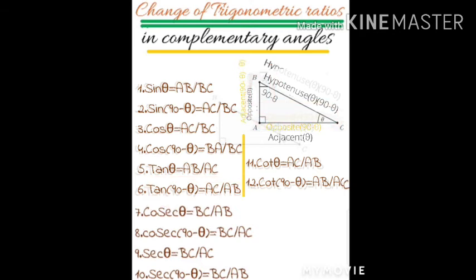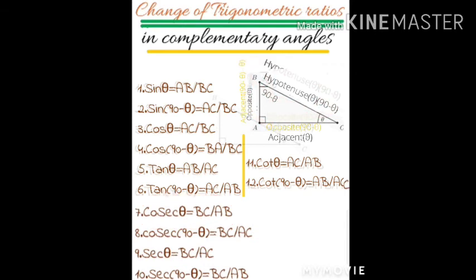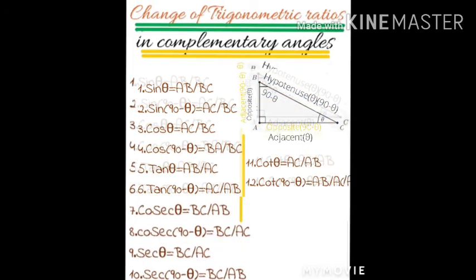Now we are going to calculate cosec theta. Cosec theta is equal to hypotenuse by opposite. With respect to theta, BC is the hypotenuse and AB is the opposite side. So we can say that cosec theta will be equal to BC by AB. With respect to 90 minus theta, BC is the hypotenuse and AC is the opposite one. So we can say that cosec 90 minus theta is BC by AC.